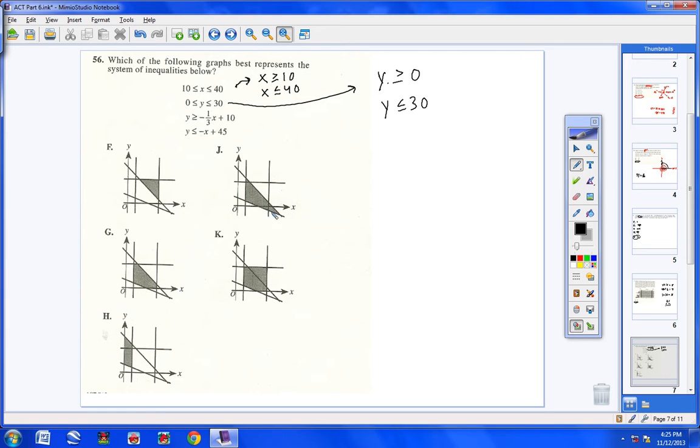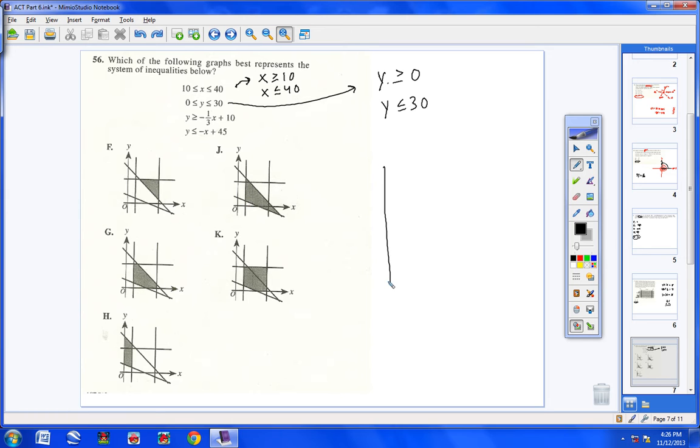So first of all, right off the bat, you're looking for a graph that's going to have two vertical lines, one going through the x-axis at 10 and one going through the x-axis at 40. Now again, guys, it's not my job to teach you Algebra 2. I'm just showing you how to do these quickly and what they want you to do. This is something you should have learned in Algebra 1 and Algebra 2. It really is.